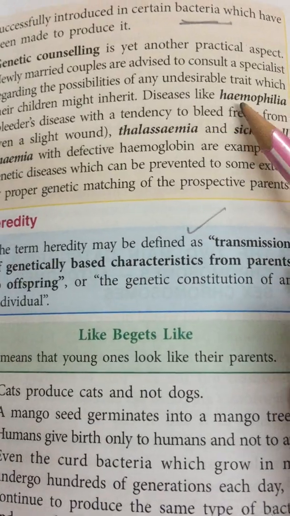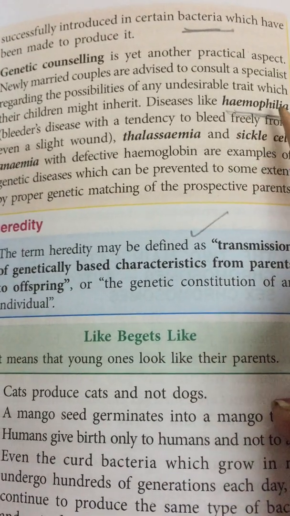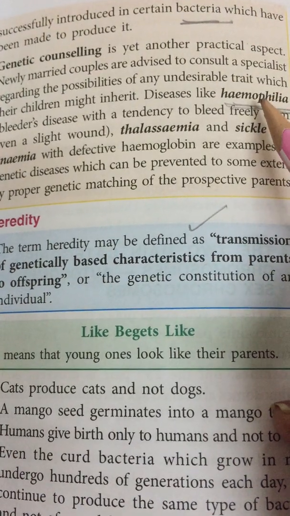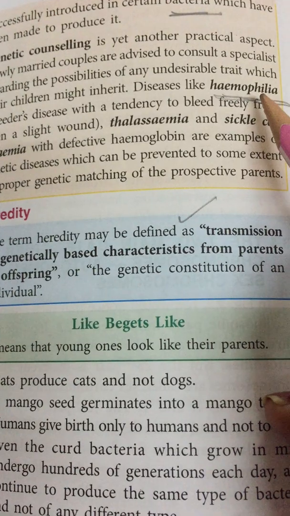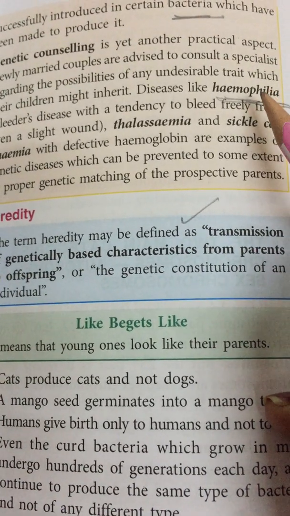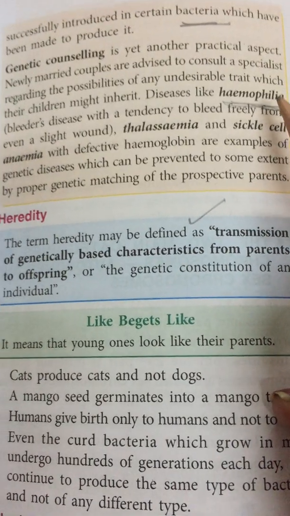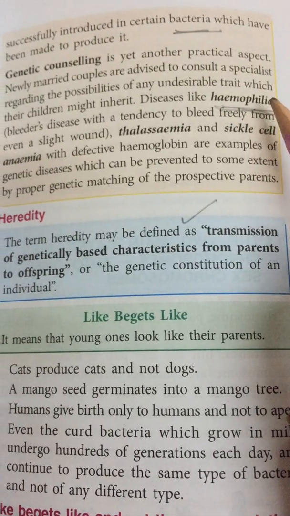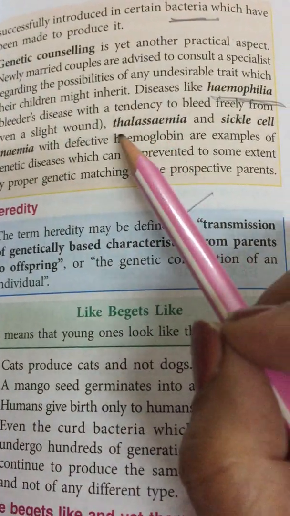There are some diseases like hemophilia. These are transmitted by defective genes. Hemophilia, known as bleeder's disease, in which the blood of the patient or person does not clot for long hours. Often the person might bleed to death. A small cut or injury or prick by the needle can be a cause of the death. That is hemophilia or bleeder's disease.